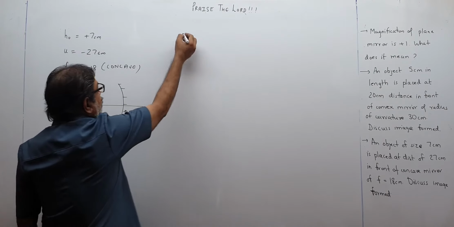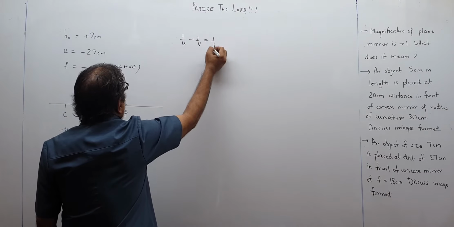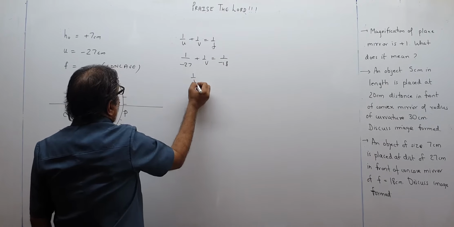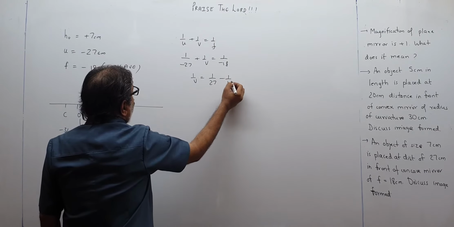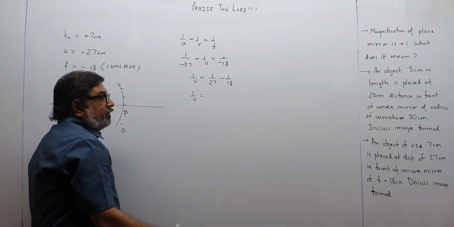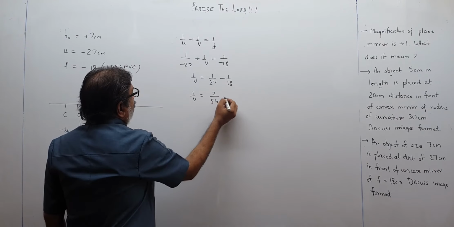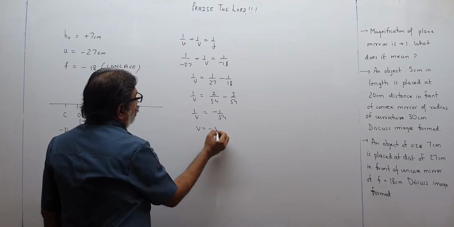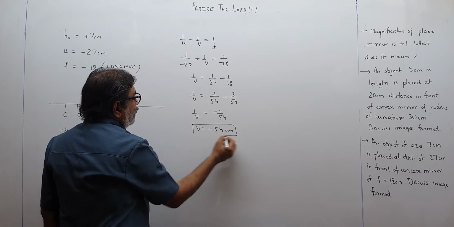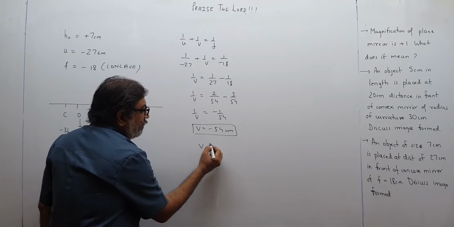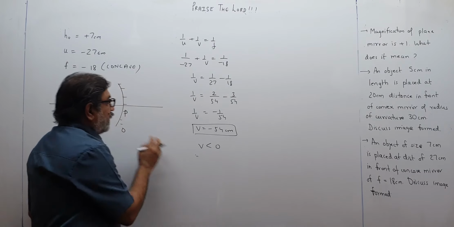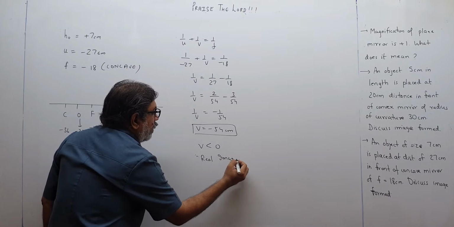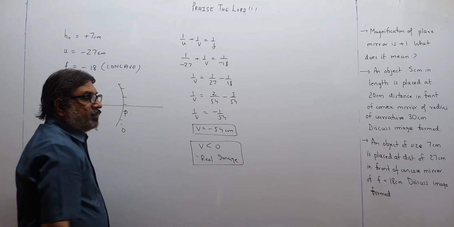So 1 upon U plus 1 upon V equal to 1 upon F. One upon 27 minus 1 upon 18. 54 will be the LCM. So 2 upon 54 minus 3 upon 54 minus 1 upon 54. So V becomes minus 54 centimeter. V is coming out to be negative. That means the image is on this side, therefore it is real. V less than 0, therefore real image.